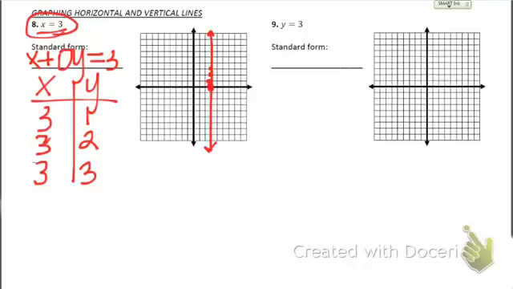So let's talk about when I have just a y equals. How would I rewrite this one in standard form? I have y equals 3. Jen? 0x plus what? Plus y equals? Okay. Does this equation have an x-intercept? No, x does not exist in this equation because it's 0. So it cancels or goes away. So what is my y-intercept? 3.